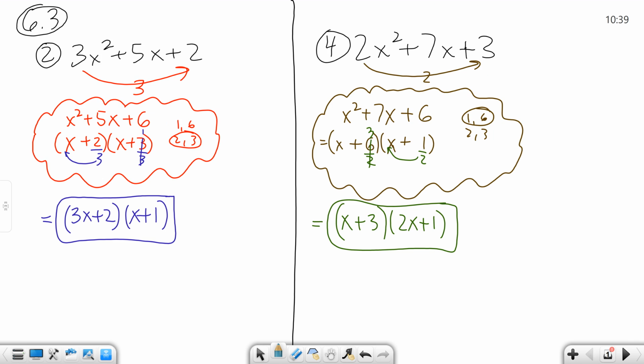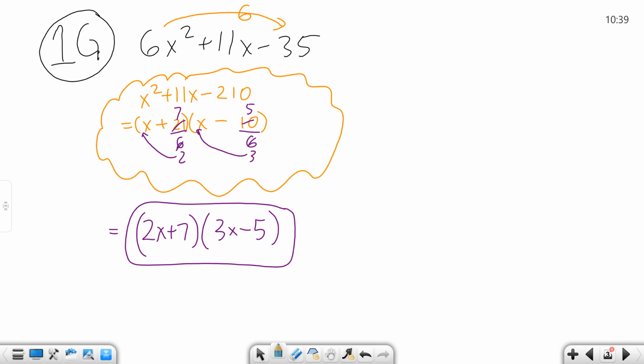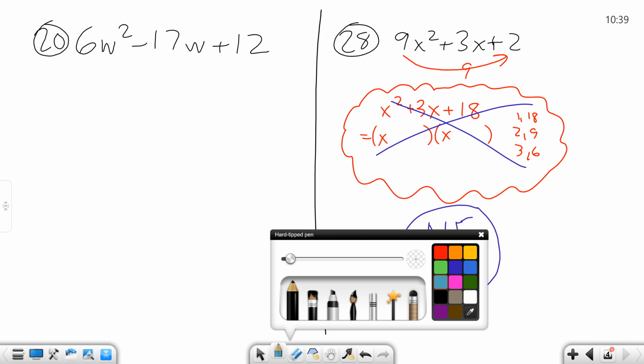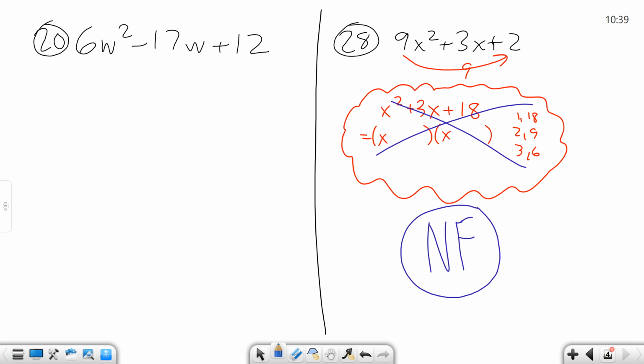So I did these 2 in class, and then I have one more to do here, number 20, to finish up this section. Here we have 3 terms again.